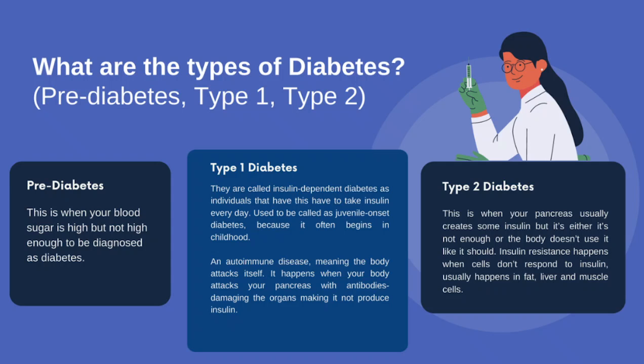This also comes with many health problems. It damages tiny blood vessels in the eyes, called diabetic retinopathy, or nerves, diabetic neuropathy, and kidneys, or diabetic nephropathy. So people with type 1 also have a higher risk of heart disease and stroke.